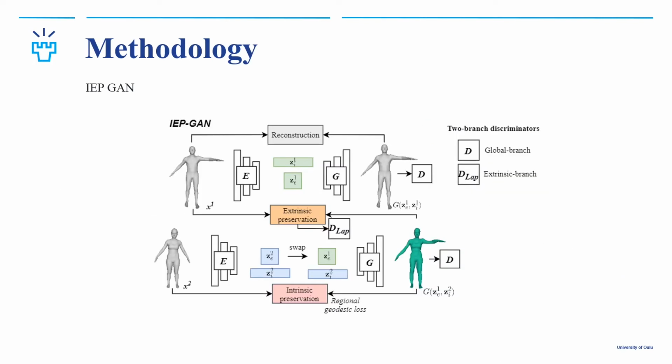Specifically, we propose a novel framework called IEP-GAN. It has two training flows with well-designed constraints that can generate realistic and high-fidelity meshes.